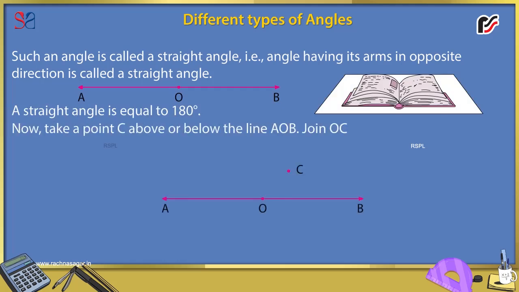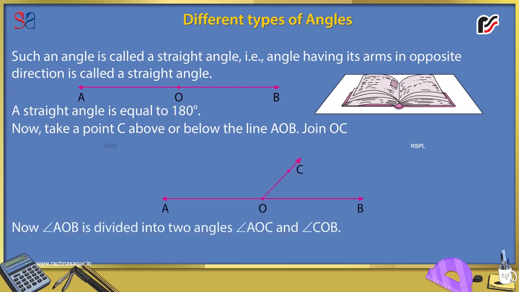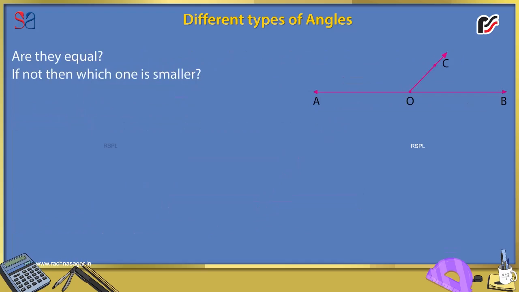Now, take a point C above or below the line AOB, join OC. Now, angle AOB is divided into two angles, angle AOC and angle COB. Are they equal? If not, then which one is smaller?